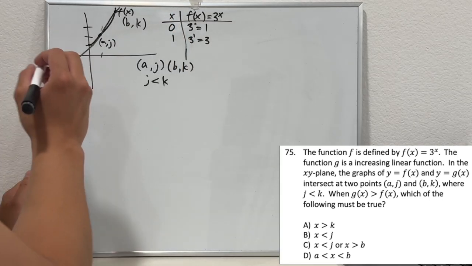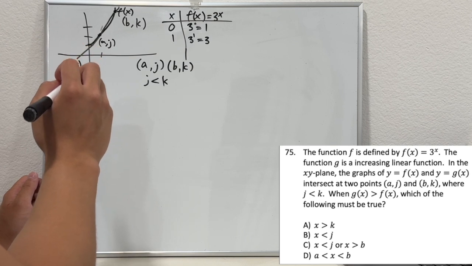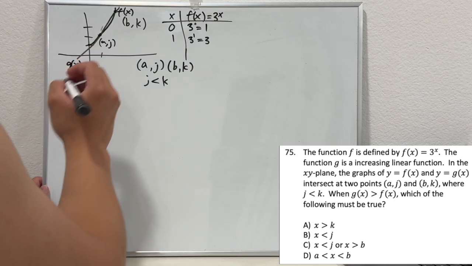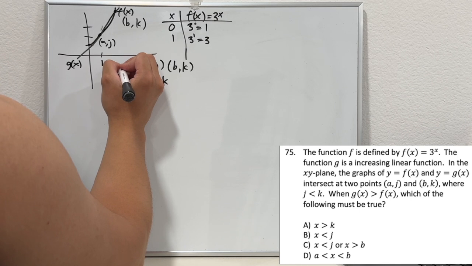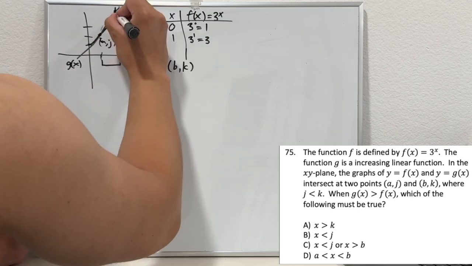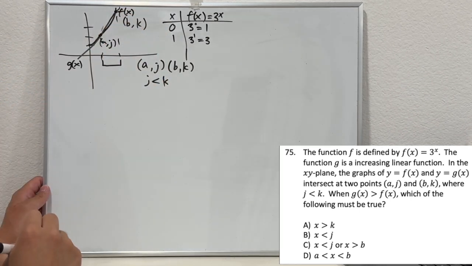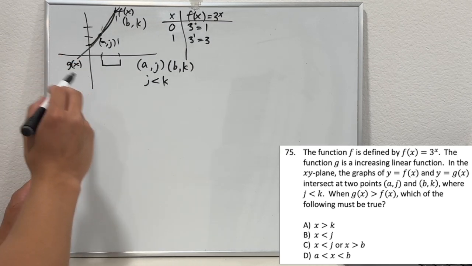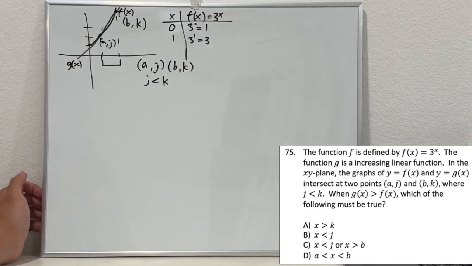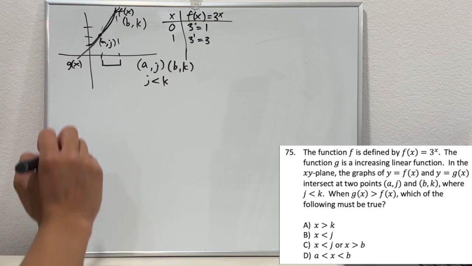Now we have the 2 points. Okay, now the question is looking for the interval where g of x is greater than f of x. So the graph of g of x is greater than f of x in this interval of x. And the answer choices are all in terms of x. So we know that it's asking for the values of x that satisfy this interval.